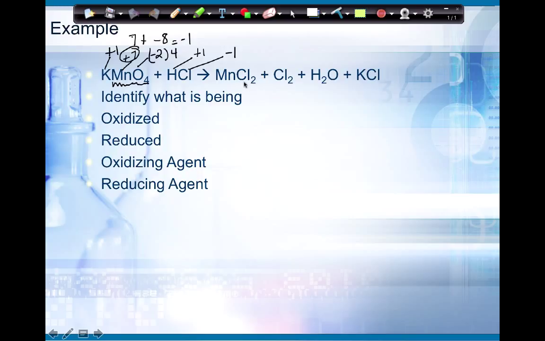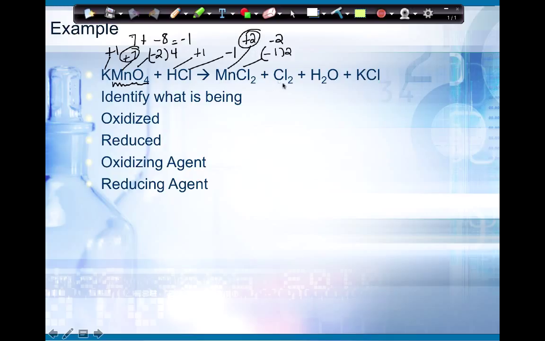Now let's look at the MnCl2. Well, chlorine is normally -1, so normally it's going to be whatever the charge is, but there's 2 of those here, so it's -2. Well, then that means that overall MnCl2 has to be 0, so what we need is a +2 to cancel out this -2. So that's going to be a +2.